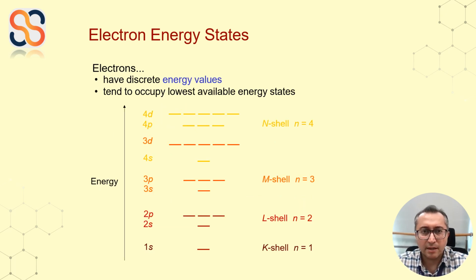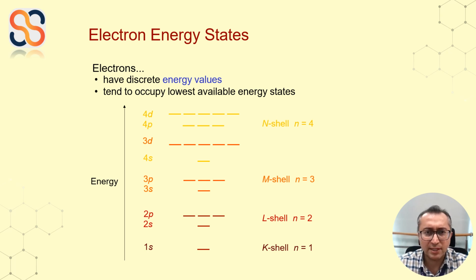Now let's talk about electron energy states. Electrons in an atom do not just randomly float around. They occupy specific energy levels, which we refer to as shells. These shells are like layers around the nucleus, and within each shell there are subshells like s, p, d, and f. Each of these subshells can hold a certain number of electrons, and the electrons always tend to fill the lowest energy level first. This idea is known as the Aufbau principle.